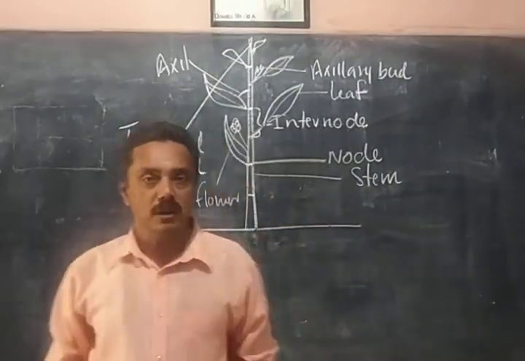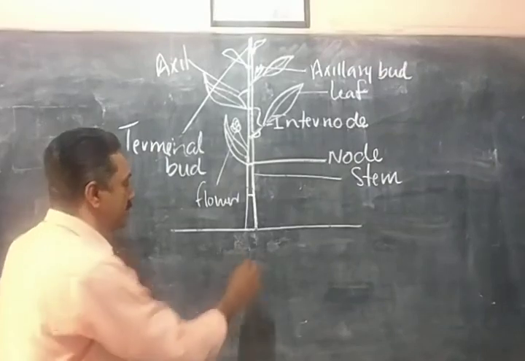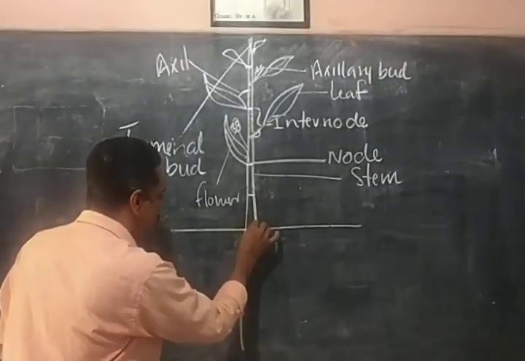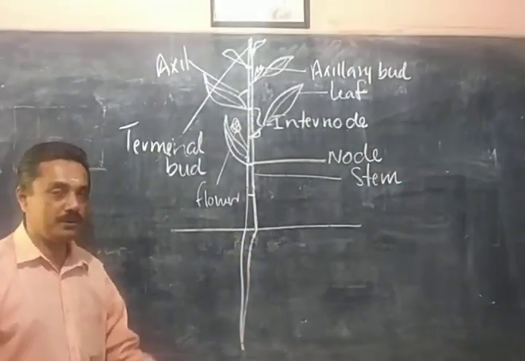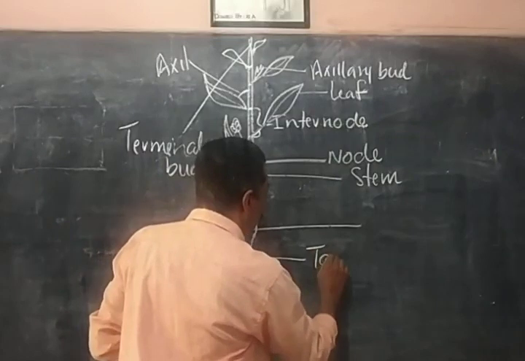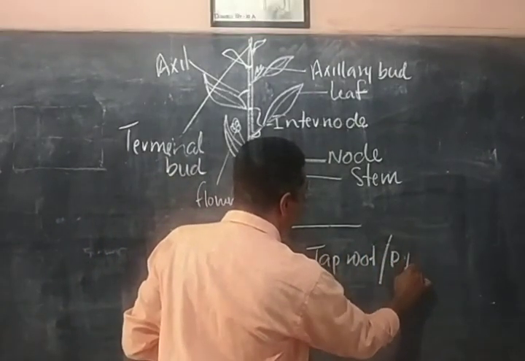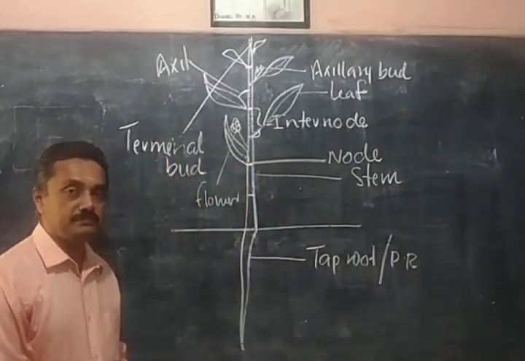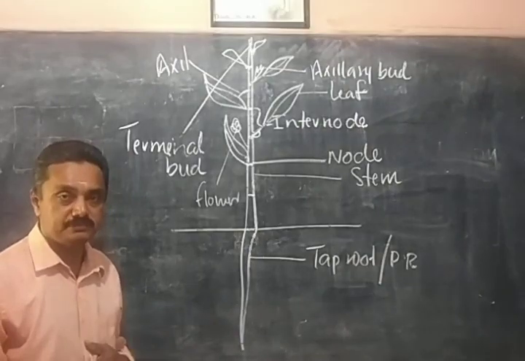Then comes the part below the soil level. There is a main axis of the root system, a main root. This main root is called tap root or primary root.